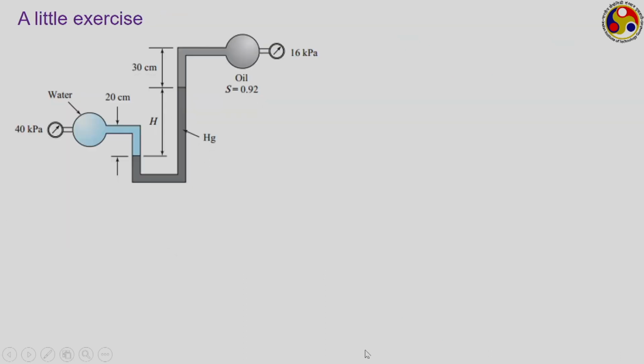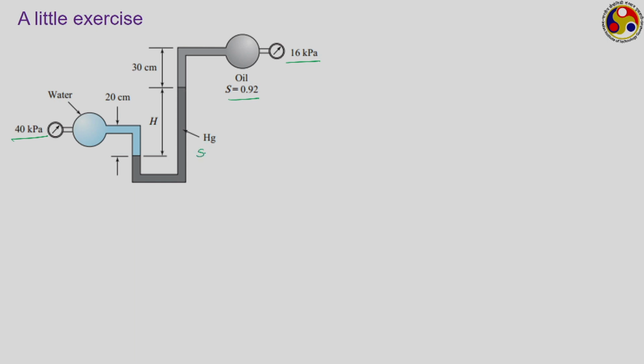The first one here is a very simple U-tube manometer. We have a simple U-tube manometer. One side of the manometer is connected to a tank containing water and having a pressure of 40 kilopascal. The other side is connected to a tank containing some oil having a specific gravity of 0.92 and a pressure of 16 kilopascal. And in between we have a manometric fluid of mercury, something not given here.